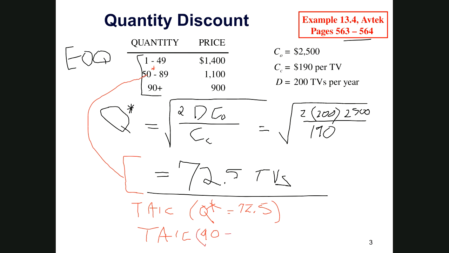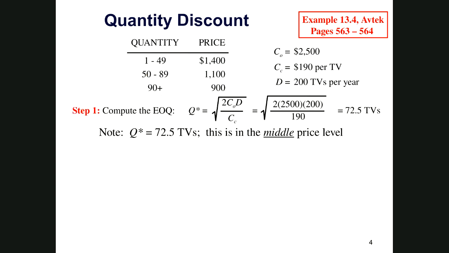We're at 90 is our order quantity. Notice it's not the EOQ optimal, but it is the order quantity that we need to compare. So that's what we're going to do next.